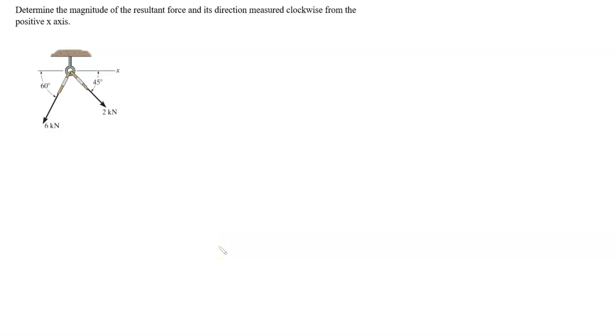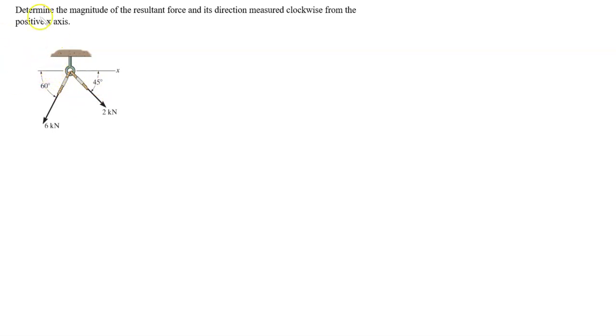Hello, in this problem we will be working on addition of vectors, where we are asked to find the magnitude of the resultant force and the direction measured clockwise from the positive x-axis. So you can see that we have a 6 kilonewton force and a 2 kilonewton force with the directions as shown on the diagram. We are going to solve this problem by breaking these up into their components.